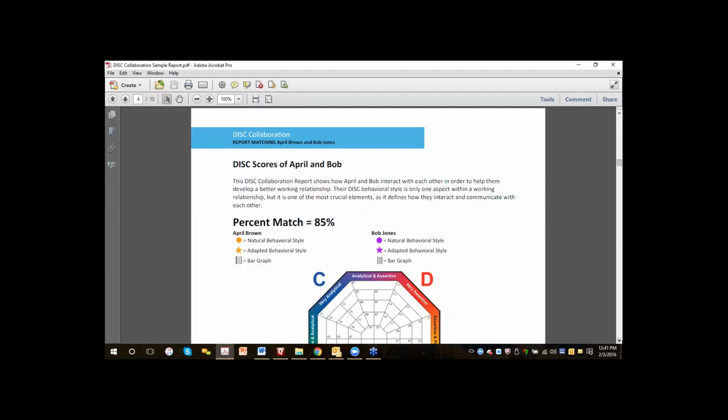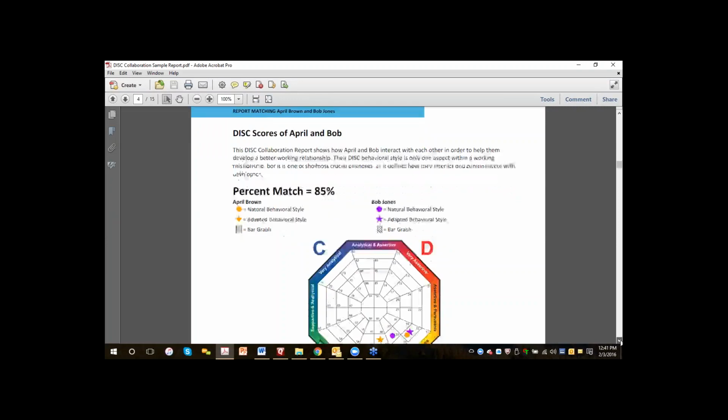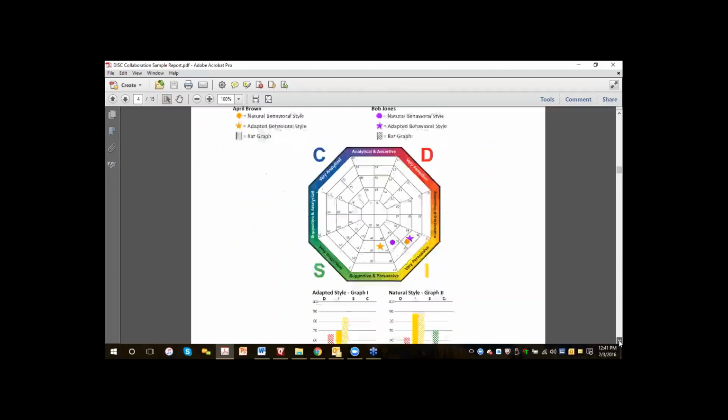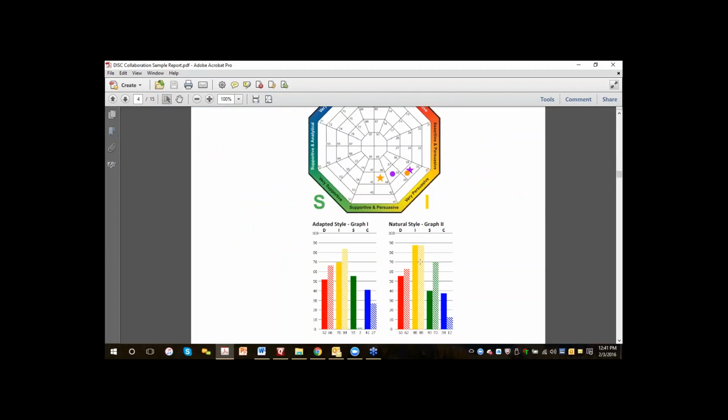It gives you a percentage match between two people. So here's a sample, the DISC scores of April and Bob. It tells you they are an 85% match. That's really good. We color code things so you can see how close they are in their natural and adapted styles. We even color code their graphs. One of them is solid, the other person is striped, so it shows you how close they are. Look at how close they are with their high I. It's actually exactly the same, which is quite good.